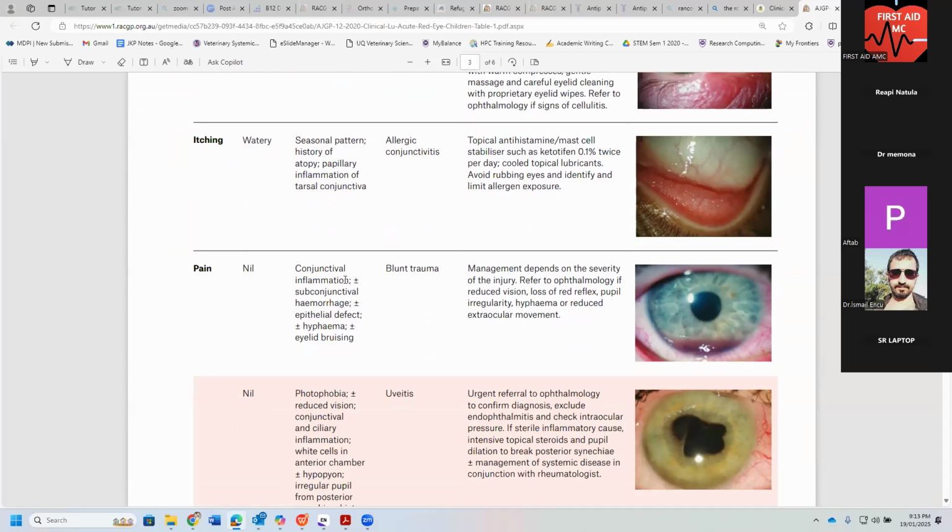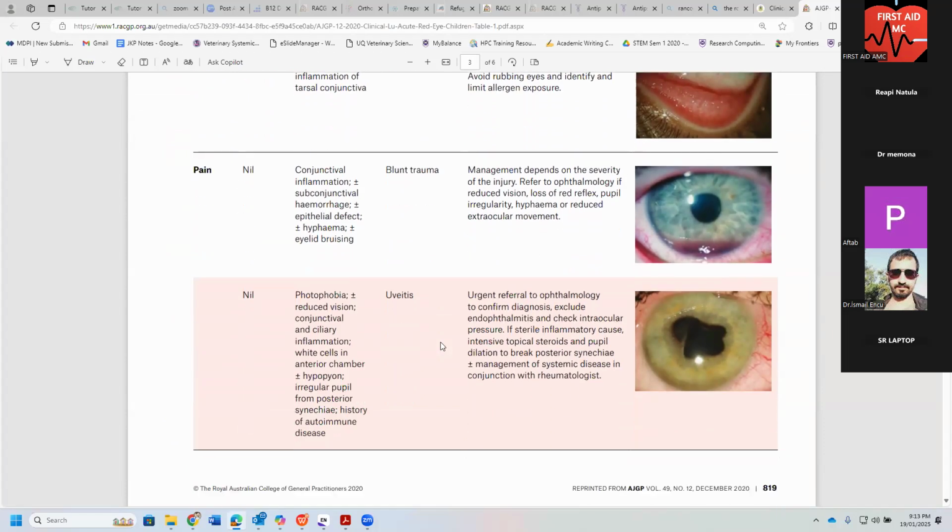Blunt trauma: conjunctival inflammation, subconjunctival hemorrhage, and you can see hyphema as well. Uveitis, anterior chamber infection. So your pupil will be deformed, photophobia will be there, reduced vision will be there, the conjunctiva will be red, ciliary inflammation will be there. You can sometimes see hypopyon, which is pus in the anterior chamber.